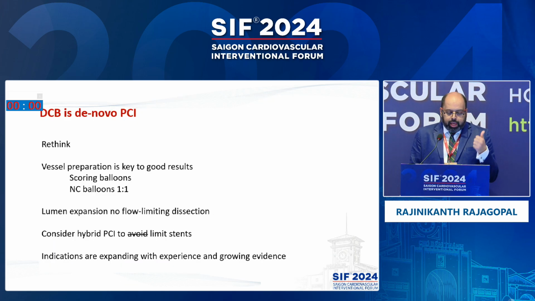So to summarize, DCB in de-novo PCI, we need to rethink. There is no stent at the end of it, so every step in angioplasty is really important. Vessel preparation is key. We need to achieve lumen expansion with no flow-limiting dissections. Hybrid PCI could be helpful. It's not about avoiding stents, it's about limiting stents. And indications are expanding with experience and with growing evidence.